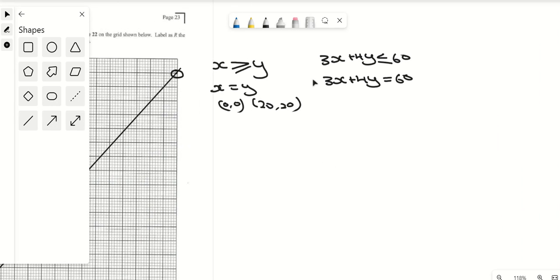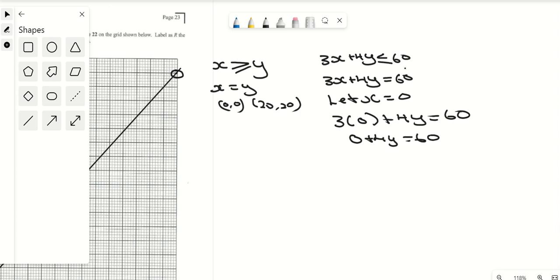Then we're going to look at this one where it is 3x plus 4y is equal to 60. When you have x and y's like this, you're going to say let x be equal to 0. So you're going to have 3 times 0 plus 4y is equal to 60. So it's 0 plus 4y is equal to 60. Then y would be equal to, carry across, 60 divided by 4, which is 15. So y is equal to 15. So my first coordinate would be 0, 15.